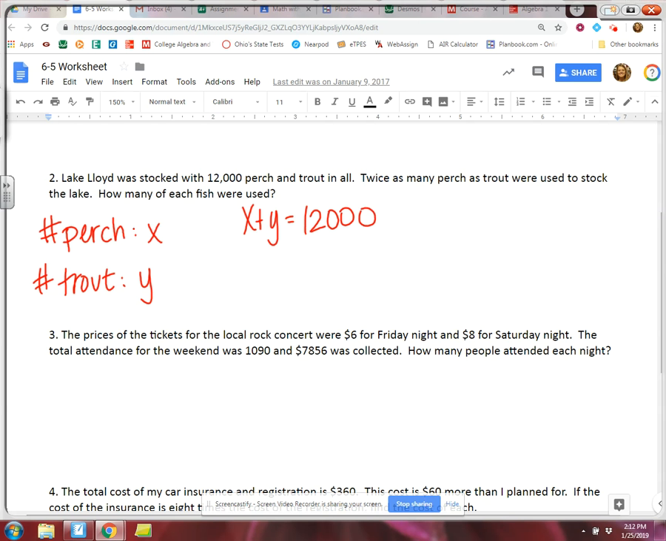Okay, now this is the tricky one. It says, twice as many perch as trout. Is that telling me about the perch or the trout? There are twice as many perch as trout. Time out. Is it telling me about the perch or the trout? Perch. Perch is x. So x equals, how do I show twice the trout? There we go. And now you're ready to go. All right, so you have the remainder of the class period to work on this, hopefully get it finished. And then your quiz will be on Monday.